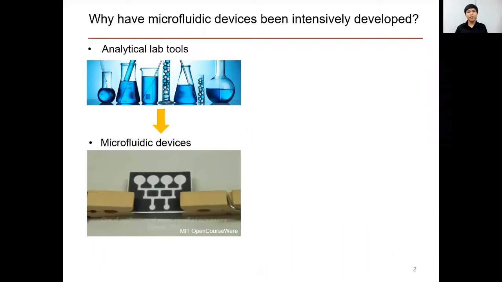To begin my presentation, I would like to give a clear answer to why microfluidic devices have been intensively developed by many research groups. First, if you look at the top picture, you can see this is the tool that we use in the lab to handle solution in the milliliter scale or liter scale. This means that you always use a large volume of chemical solution for your experiment.